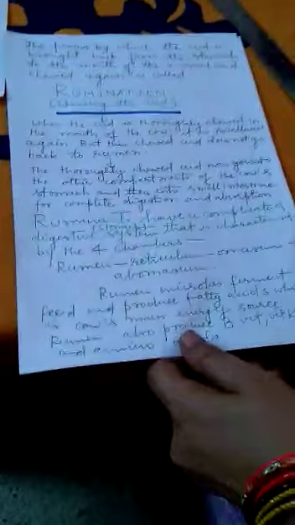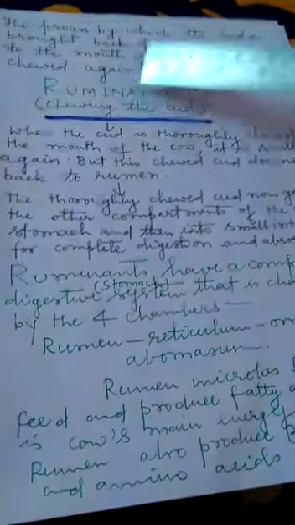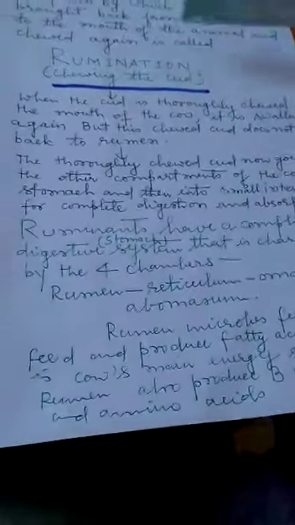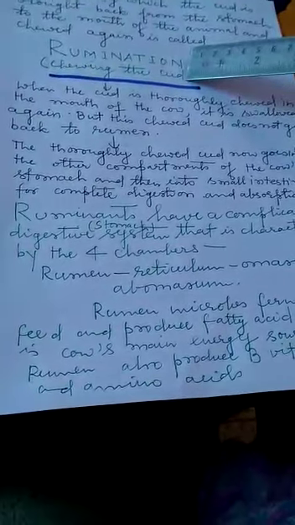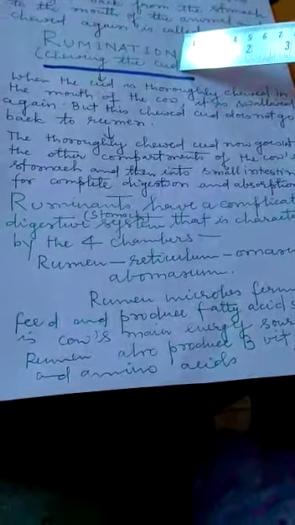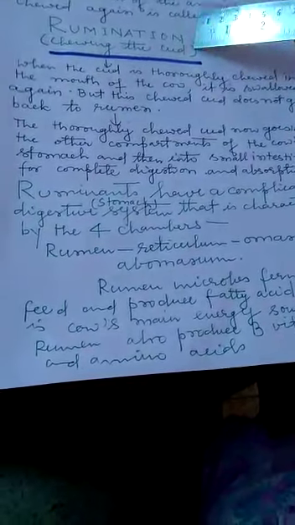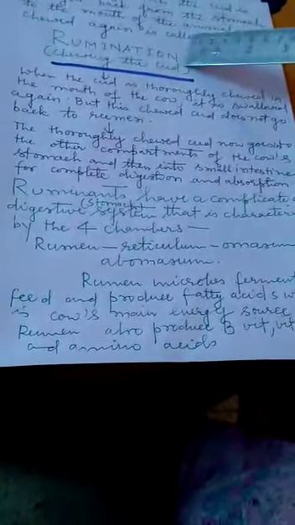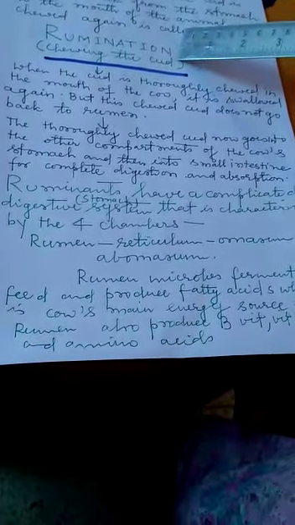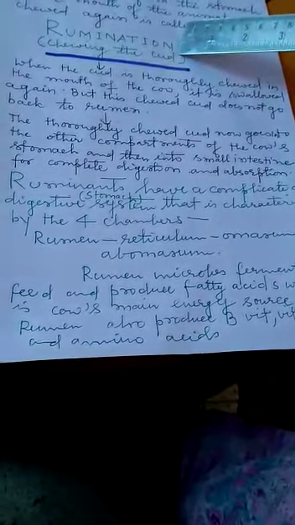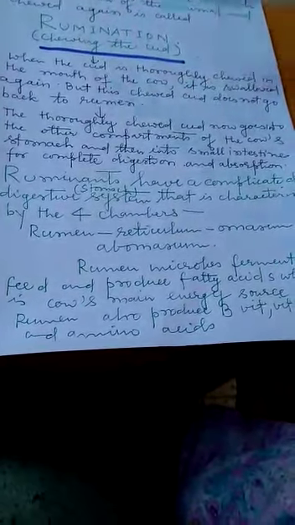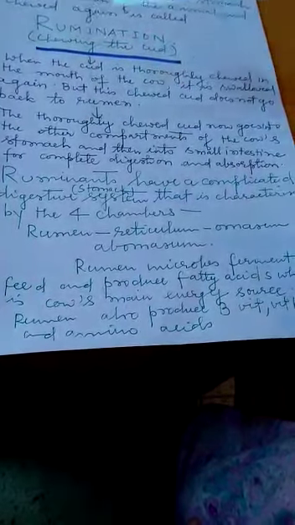And the process by which the cud is brought back from the stomach to the mouth of an animal and chewed again is called rumination. Rumination is defined as chewing the cud. So children, you have understood what is cud. Cud is the partially digested grass in the rumen that is brought back by a cow in its mouth for further chewing. And when the cud is thoroughly chewed in the mouth of the cow, it is swallowed again.